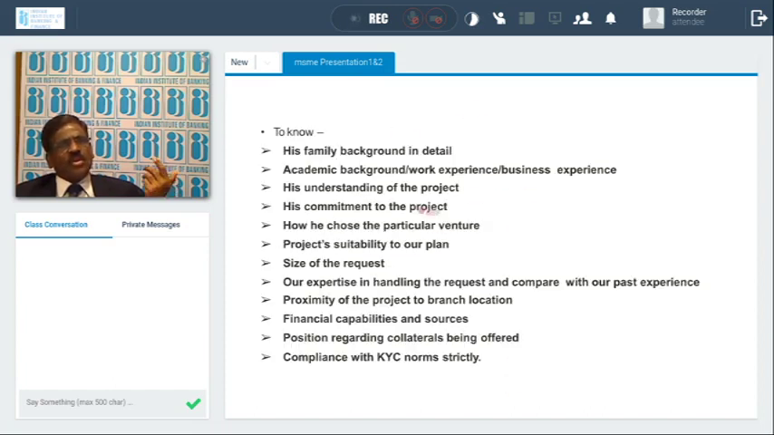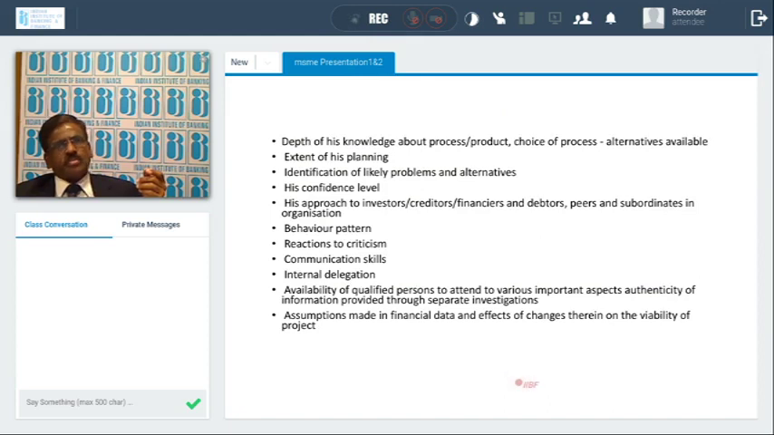During the interview, you can find out the family background, academic background, what the projects are, whether he is confident about the project, and what the financial position is. All this information you can get from the borrower. What is the depth of his knowledge? What is the extent of his planning? Will he be able to implement it? What timelines is he asking for? Is he soft spoken or very aggressive in his talk? Based on that, you can make an assessment of the borrower during the interview process.